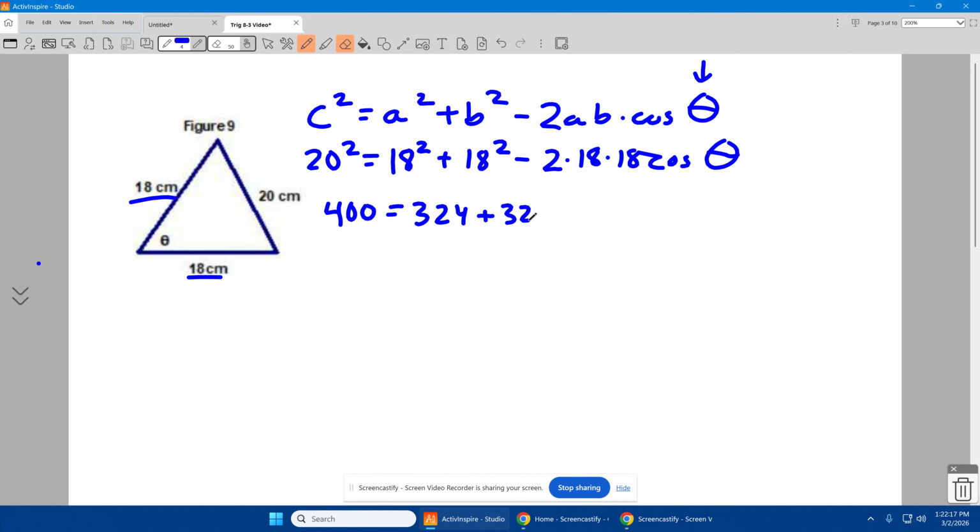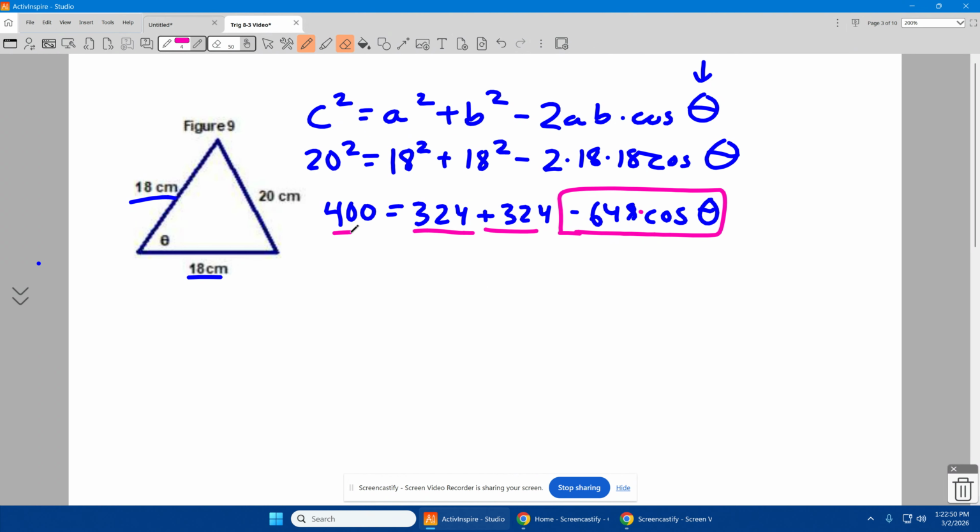Plus 324 minus 648, because 18 times 18 is 324, doubled is 648, and then cosine of theta. Now, the key here, the big mistake that we make, is y'all try to add 324 plus 324 minus 648. We can add 324 and 324, but you can't subtract that 648, because it is being multiplied by some unknown we don't know. So you can't combine those.